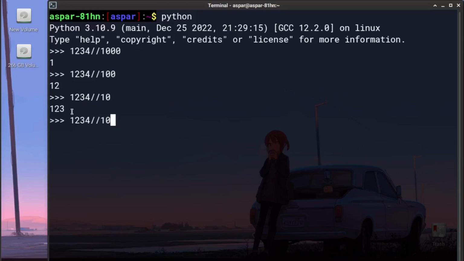But what if I just want 4? For that, we can use the modulus operator, with 10, and we'll get the number. What if I just want the last two digits, 34? For that, I have to use modulus 100 here and I'll get the number.